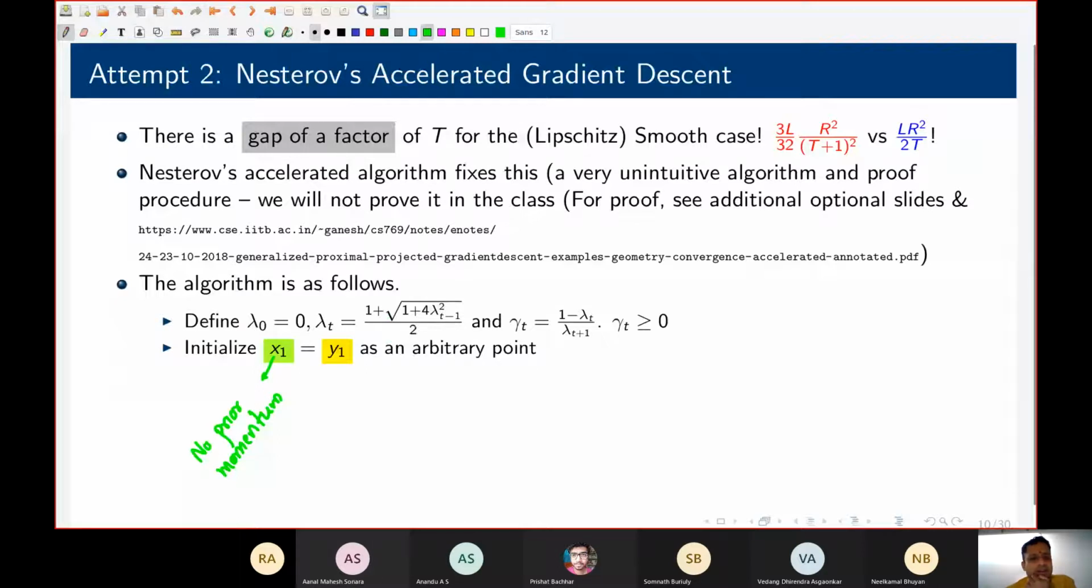Gamma t should be less than equal to 0 because lambda t is always greater than equal to 1. Why? If you look at the expression, then 1 plus the square root of 4 lambda squared t minus 1 is greater than equal to 1. So 1 plus that is greater than equal to 2. Divided by 2 is greater than equal to 1. So lambda t is greater than equal to 1. So 1 minus lambda t over lambda. I did make a mistake here. Gamma should not be negative.